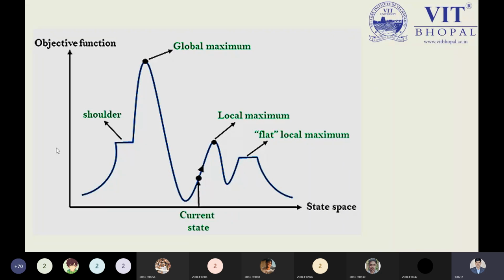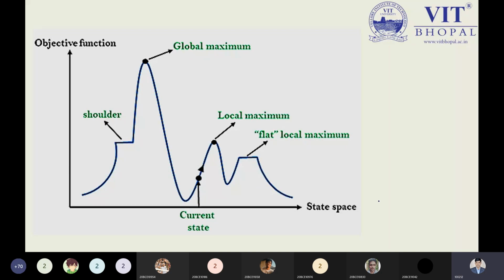The state space diagram is a graphical representation of the set of states that the input of the search algorithm can reach, and the value of our objective function, the function that we intend to minimize or maximize. Here we have two axes. The x-axis denotes the state space. State space means the states or configurations our algorithm may reach. You can see it on our graph.